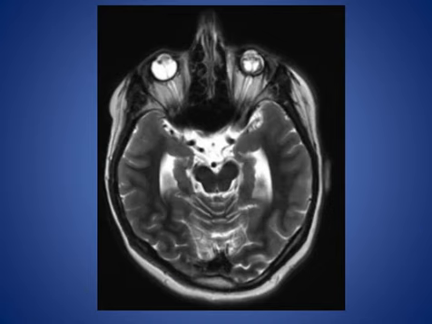Next case, this is a 16-year-old girl with blindness, and we see here bilateral persistent hyperplastic primary vitreous associated with microphthalmia. There is bilateral persistent hyperplastic primary vitreous with microphthalmia in this child.